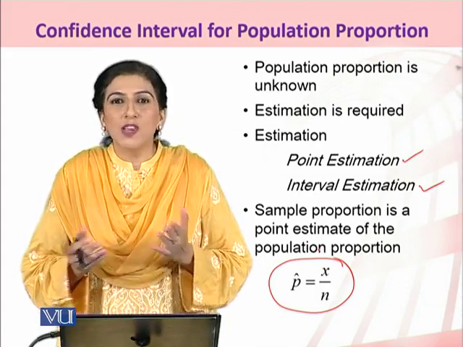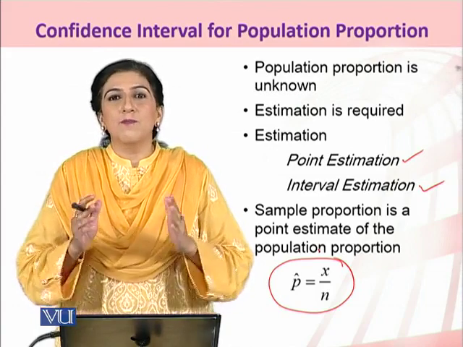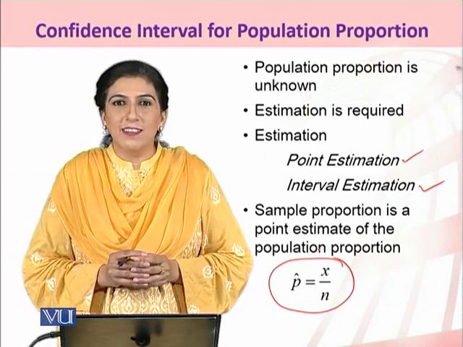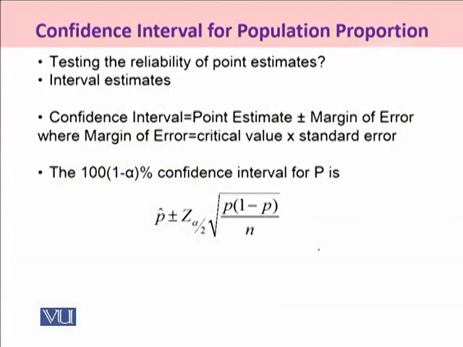Now students, why did we identify and calculate this? Because we are using this point estimate to calculate the interval estimate. The problem with the point estimate is the reliability. We can't actually test the reliability of the point estimate. That is why we have to calculate the interval estimates. So students, how will we construct it, what is the procedure? The confidence interval is calculated as the point estimate plus minus the margin of error.